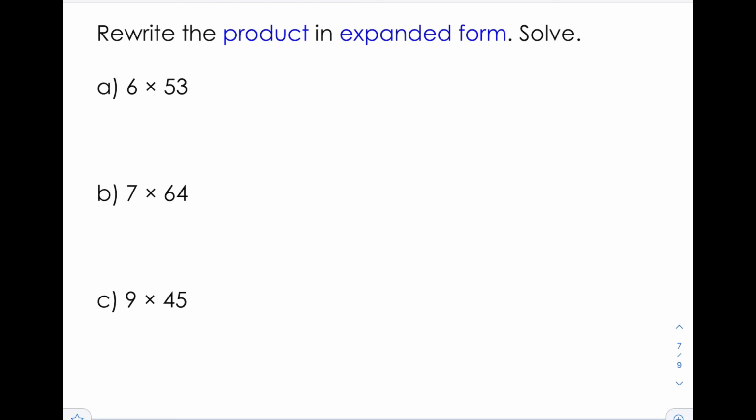Okay, so now let's see if we can write them in the expanded form without drawing a diagram. If you really want to draw a diagram, go ahead. But let's see if we could do it without. So pause the video, come back when you're ready.